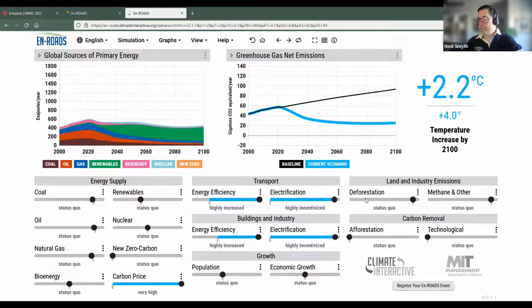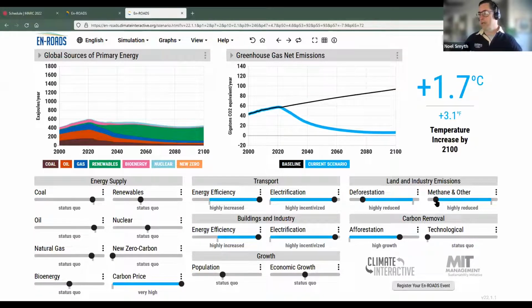And so we've got deforestation. Let's stop cutting down all the trees and let's plant a whole bunch more trees. So we've got 2.1, and then methane and other. So this is a big one. We're going to go ahead and say we're going to heavily regulate methane emissions due to land use change, agriculture, and industry. And we're still close.